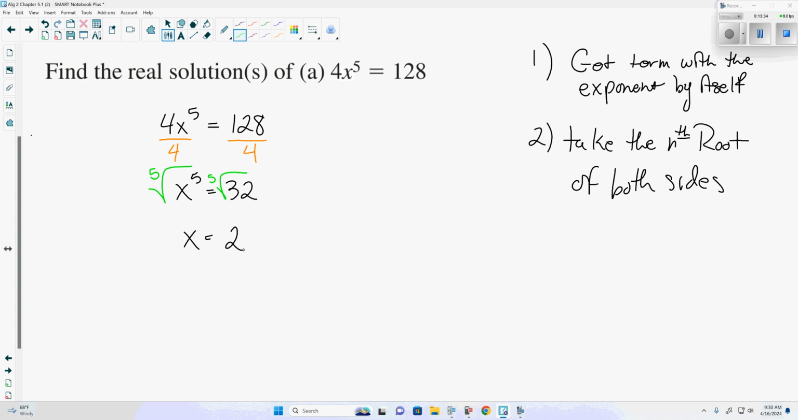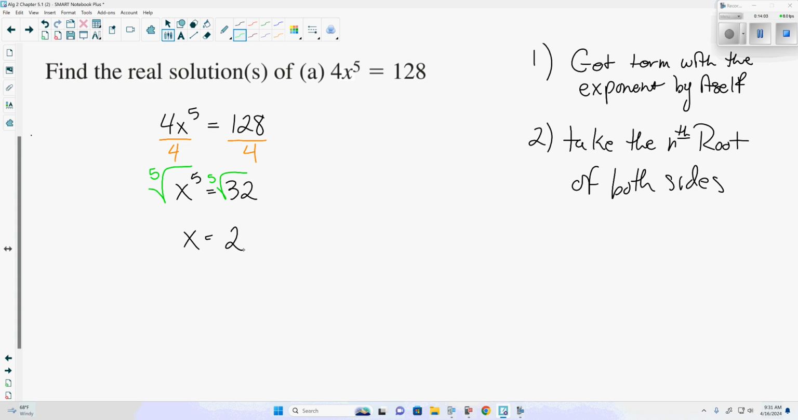Now we need to be careful with roots, taking roots of both sides, because as we saw yesterday, if the index is odd like this is here, we can have one real root. So we're fine, yes? When that index, that root we're taking is even, we could have 0, 1, or 2. And for this here, find the real solution. So if there are no real roots, we have no real solutions.